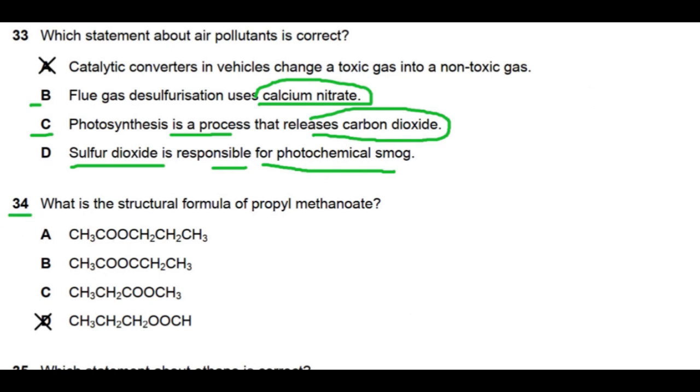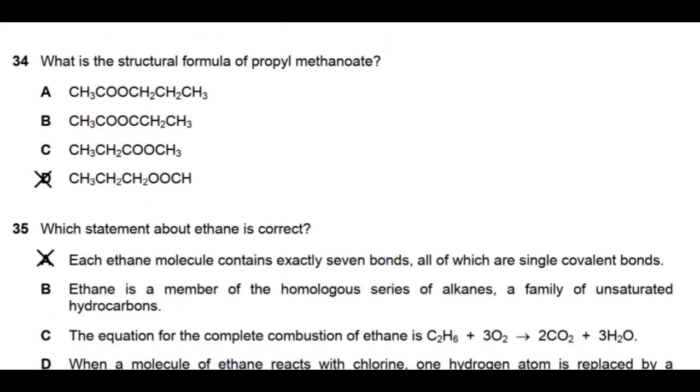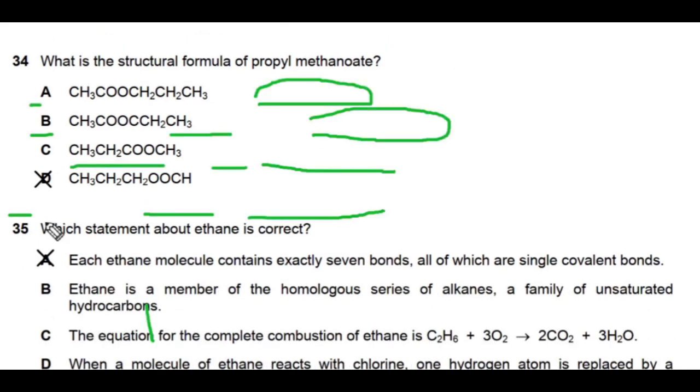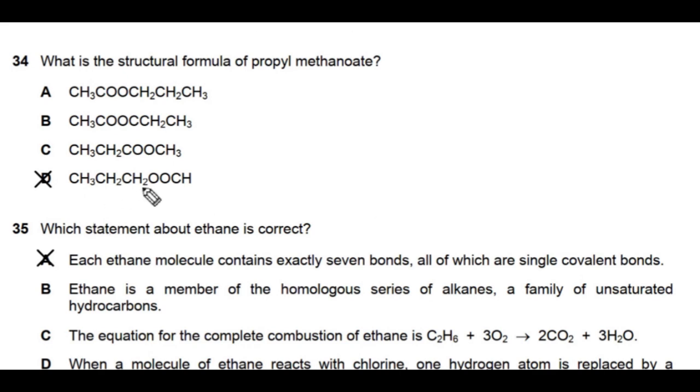34. What is the structural formula of propyl methanoate? Propyl methanoate. So the alcohol part, this is the right answer. Propyl methanoate, D is the right answer.